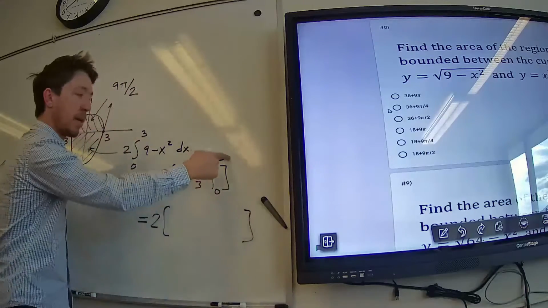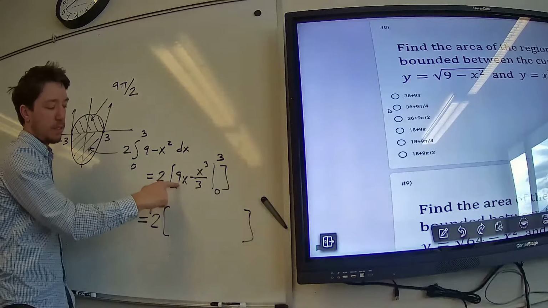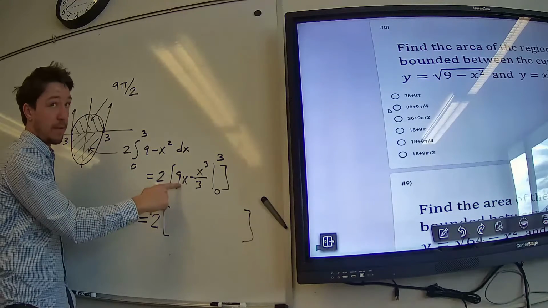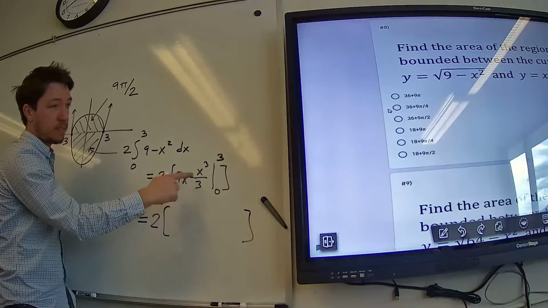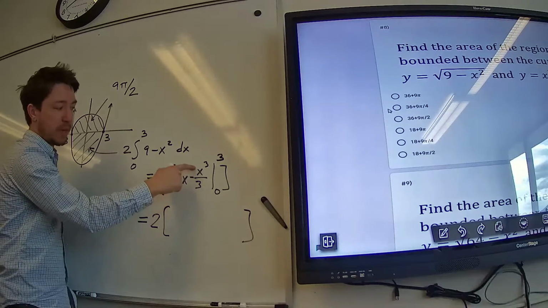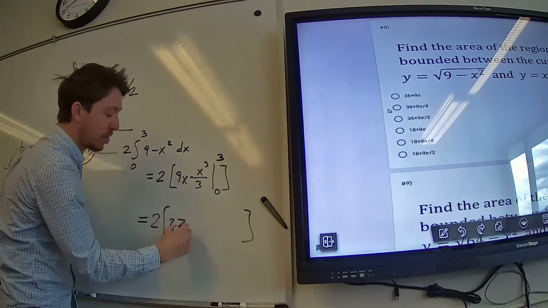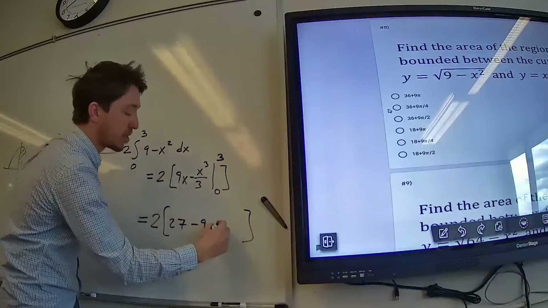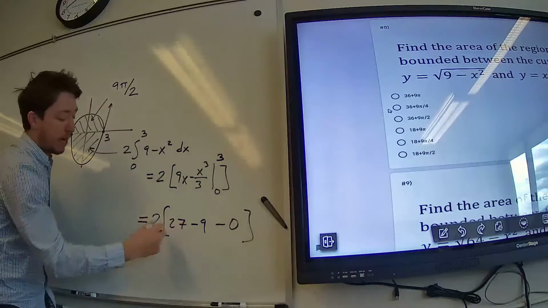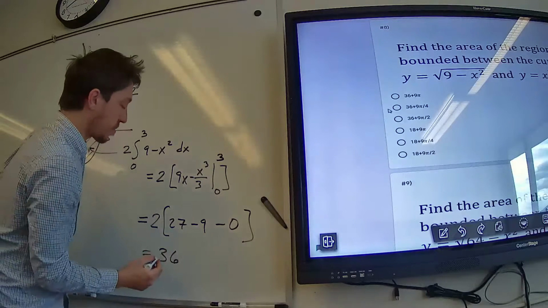So, plug in the 3, what do we get? 27 minus, what's 27 divided by 3? 9. So it's going to be 27 minus 9 and then minus 0. So 18 times 2 is 36.